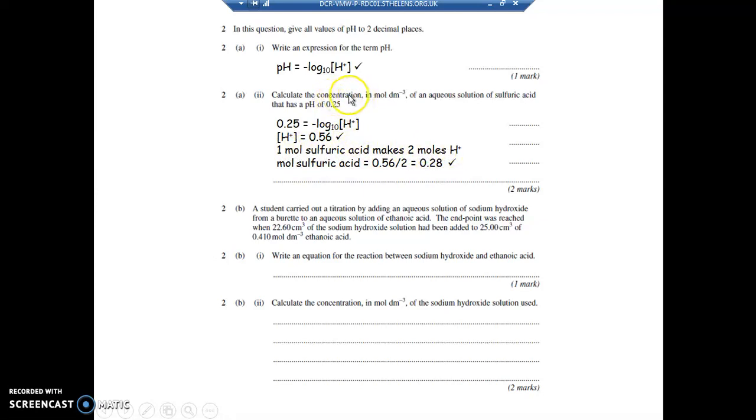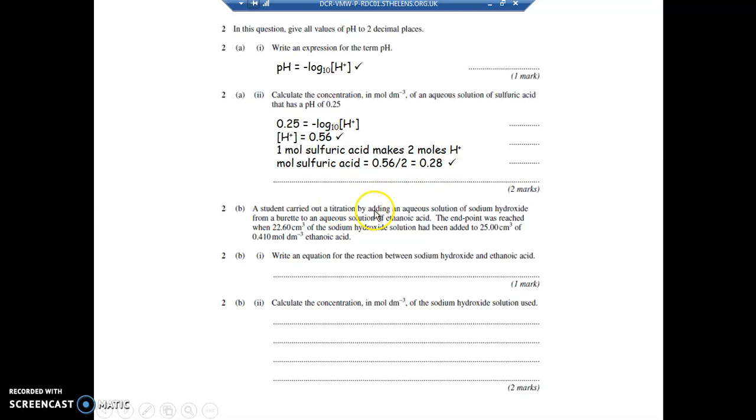So if you wanted to work out the concentration of sulfuric acid, then if you halve the hydrogen ion concentration, that gives you the concentration of sulfuric acid. So 1 mole of sulfuric acid makes 2 moles of H+, so if you've got 0.56 moles of H+, you've got half the amount of sulfuric acid, 0.28.